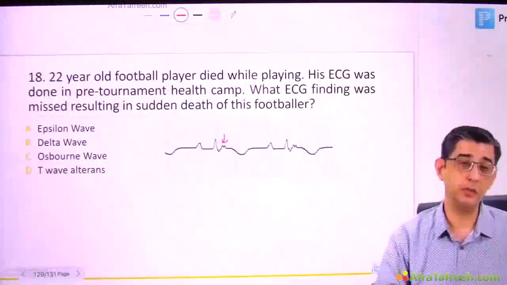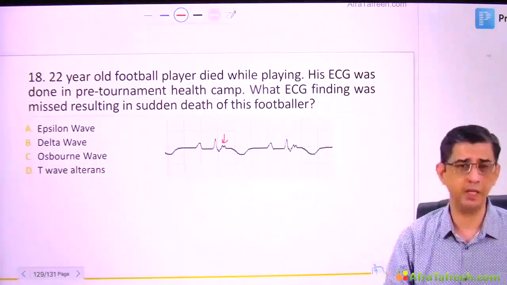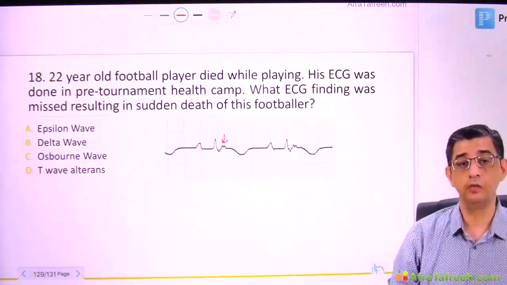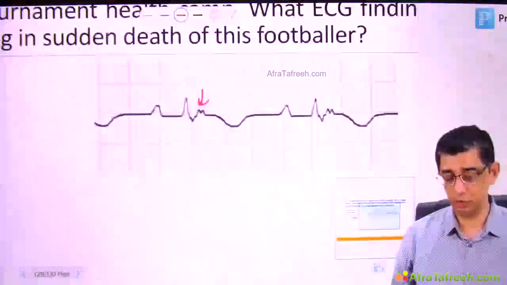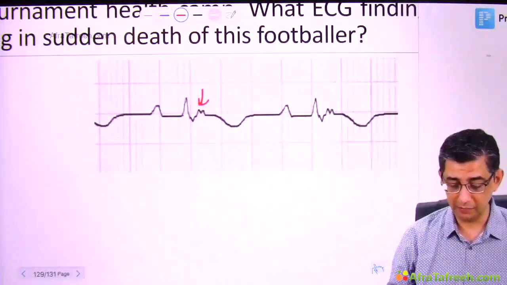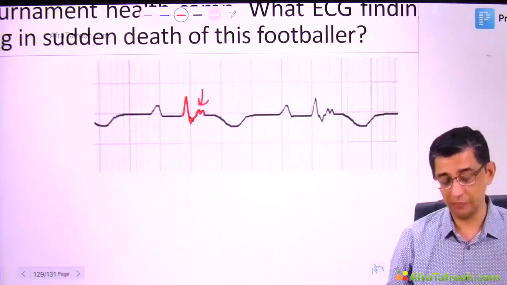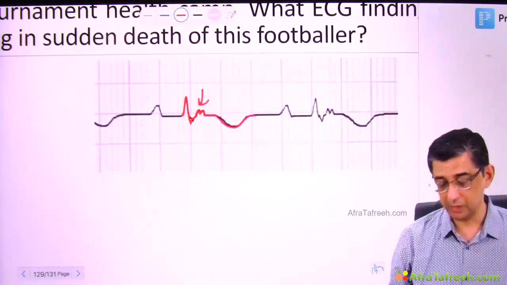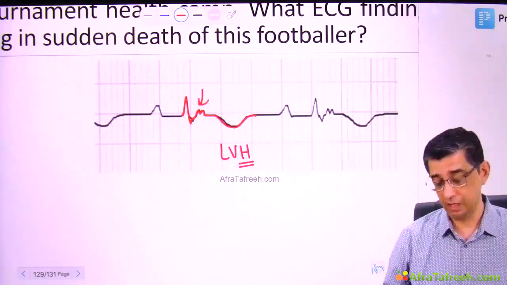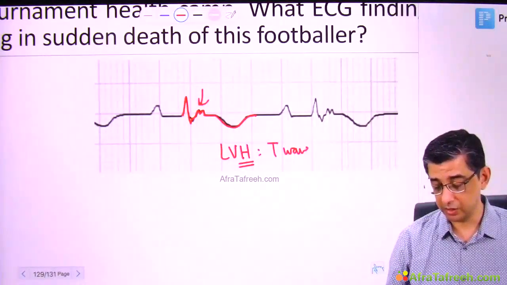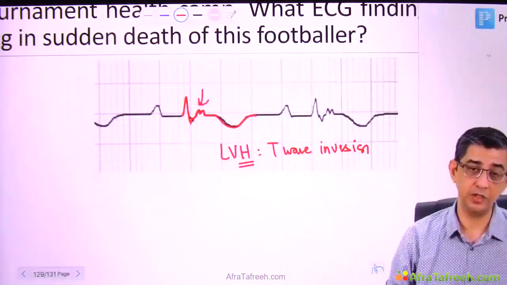Coming to the next question, he's talking about a 22-year-old footballer who has died suddenly while playing. His ECG was done in a pre-tournament health camp, and probably some findings would have been missed. Now, what is the ECG finding that was missed in this guy, resulting in sudden death? So if I zoom into the ECG, you will notice that there is a relatively broad QRS complex coming up in this guy, and then you can notice a very peculiar wave present with a T wave inversion. In fact, what I can say is that this guy was definitely having a very significant left ventricular hypertrophy, and because of this hypertrophy, there was strain on the heart, and therefore T-wave inversion can be encountered in patients who are having a significant increase in oxygen consumption of the heart.